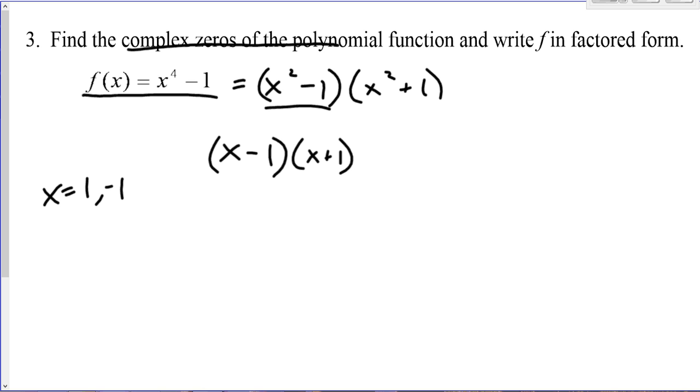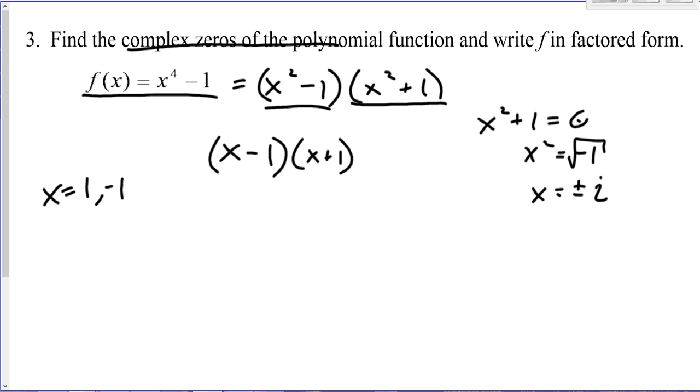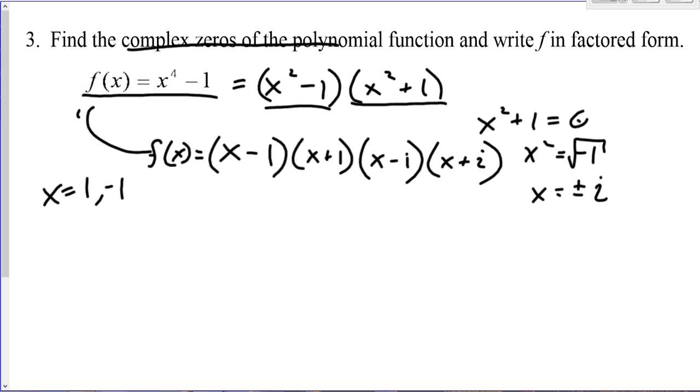But I need to find my complex zeros. Well, that happens here. When is x squared plus 1 equal to 0? When x squared is equal to negative 1, so when x is equal to plus or minus the square root of negative 1, which is i. So as I write these factors, I'm going to get x minus i and x plus i. And those will be my four factors, which when multiplied together would go back to f of x, and it's in factored form.